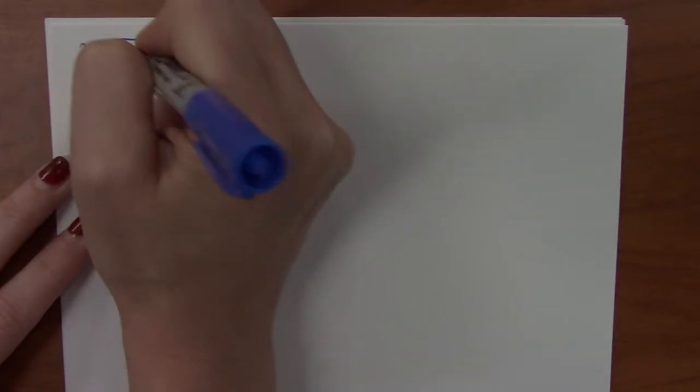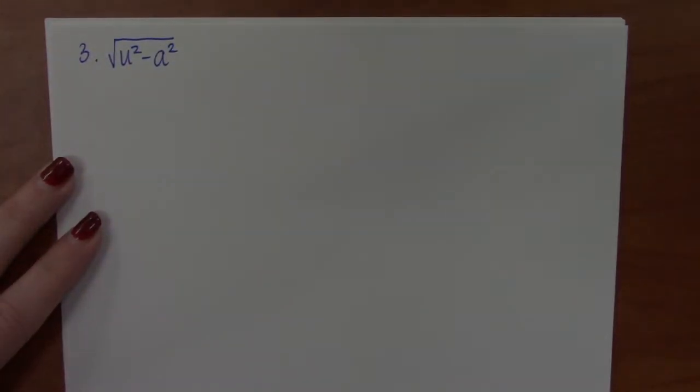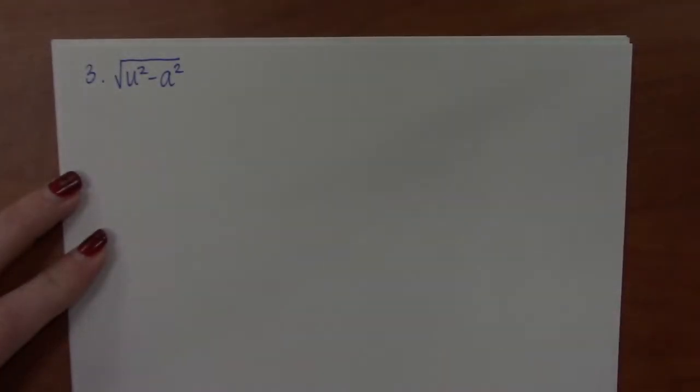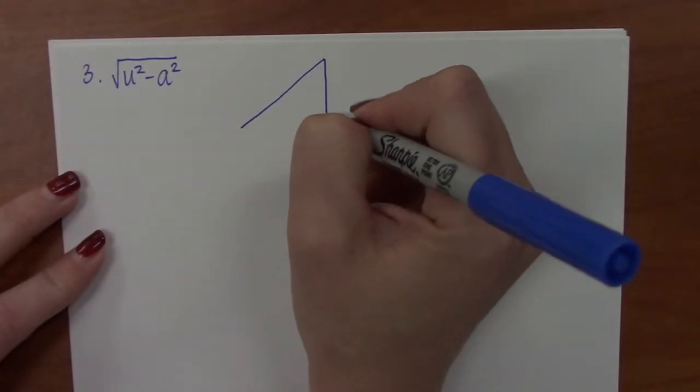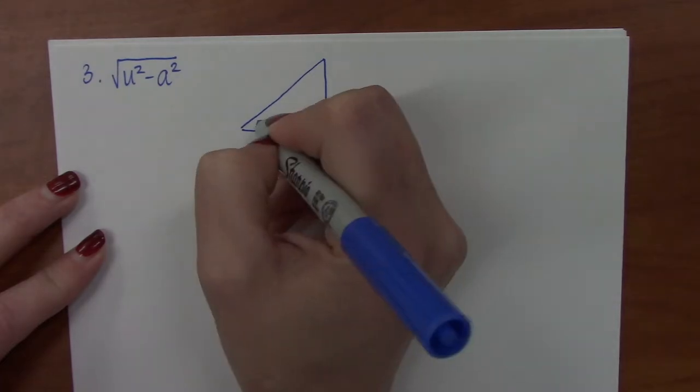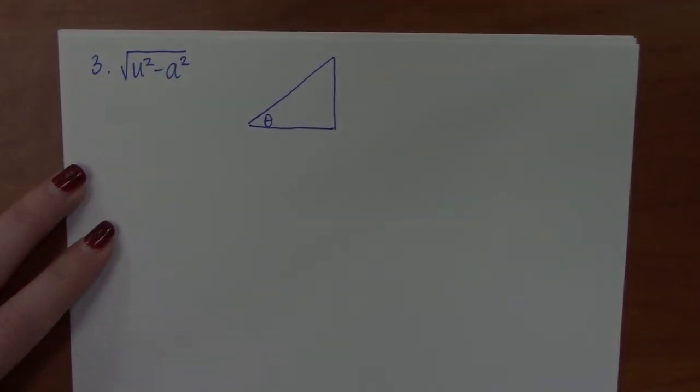The first one we did was the minus case, and that was a squared minus u squared. So the only case we haven't looked at is u squared minus a squared. So if we're setting the triangle up on this one, once again, theta's in the lower left corner. So when we're looking at the minus cases, the first term in the expression is the hypotenuse. So that means the hypotenuse is length u.